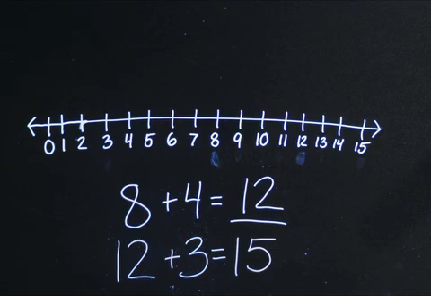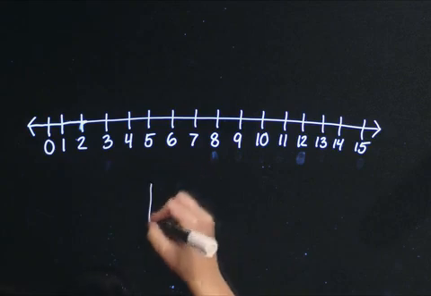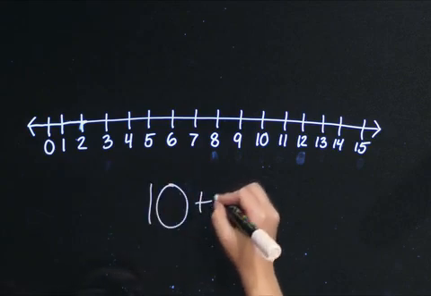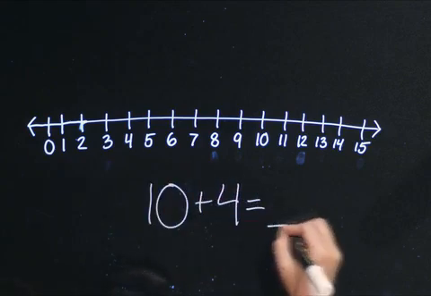Okay, time for one last problem. This time, let's do 10 plus 4. Okay, one more time, think to yourself, when I'm counting on using a number line, do I start at the bigger number, which would be 10, or do I start at the smaller number, which would be 4?